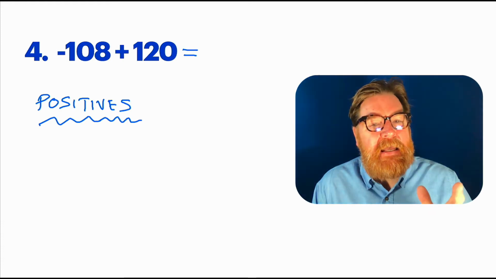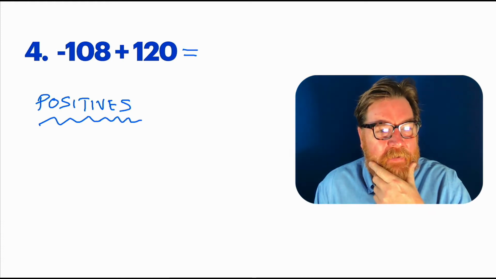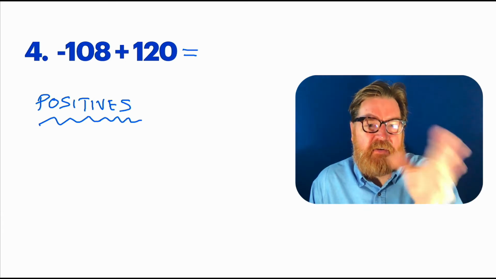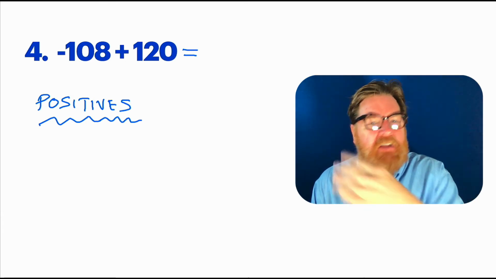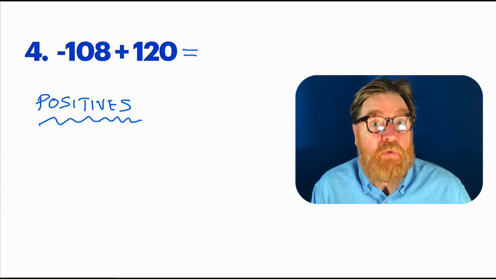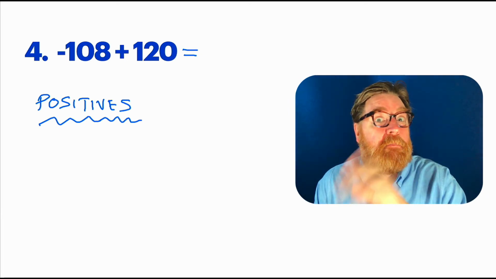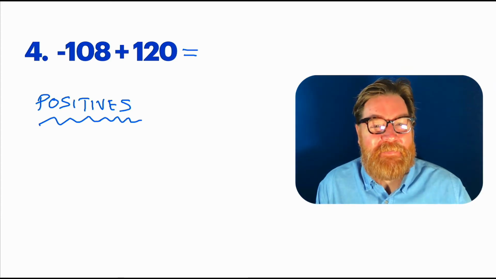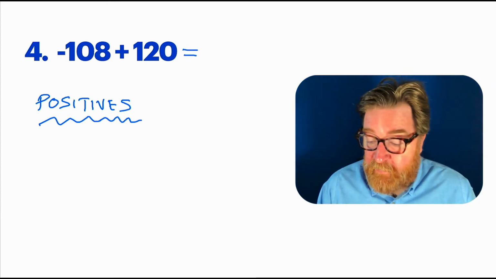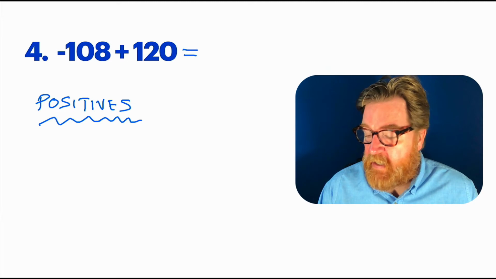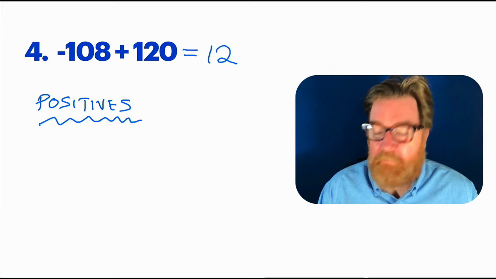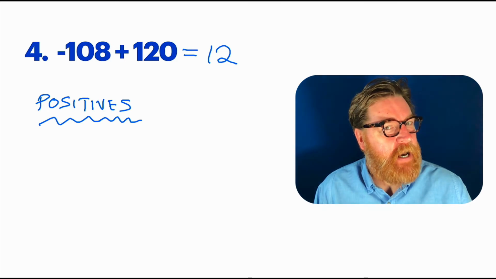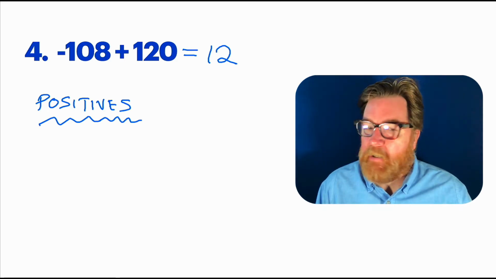Well, how many positives are going to be left? Well, if I just look at those two numbers, I've got 108 negatives and 120 positives. It looks like the positives have 12 more guys, right? There'd be 12 more p's than n's if I wrote out all those n's and p's. Looks like 12 to me. So when the dust settles, there's going to be positive 12 left over. Got it? Looking good? All right.